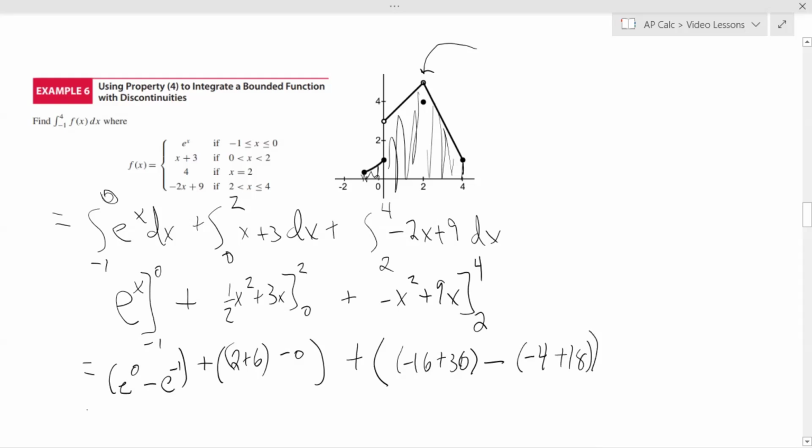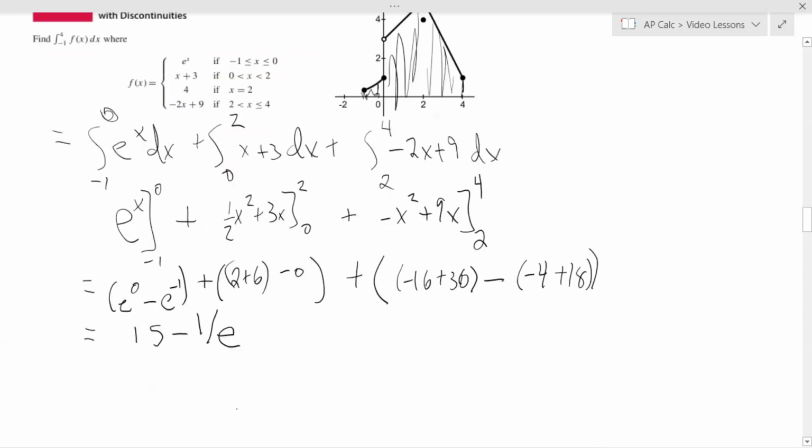Okay, now if we simplify this, add all of this up, it's going to simplify down to 15 minus 1 over e. Again, you could rewrite that in decimal form, but we're not going to do that here.